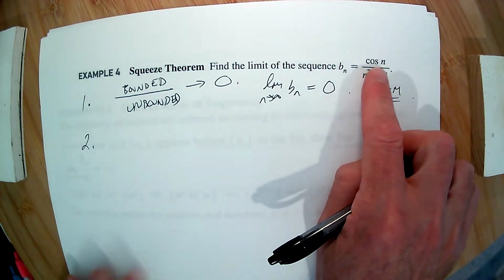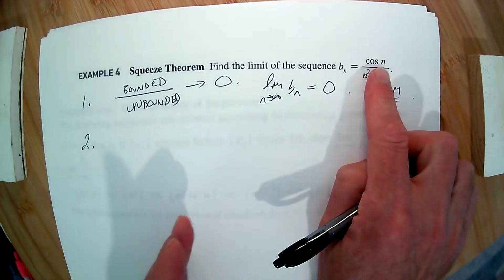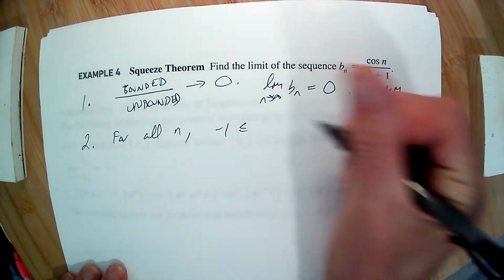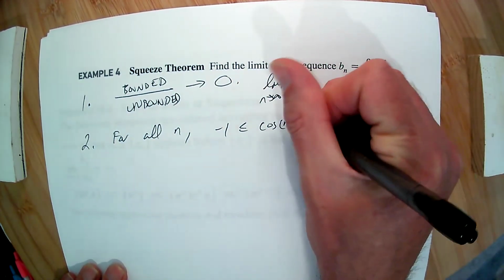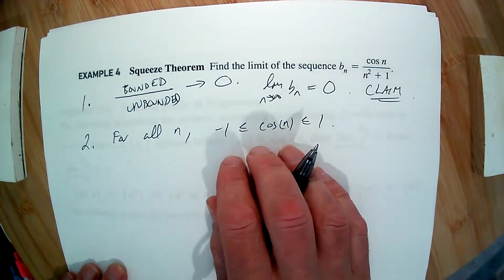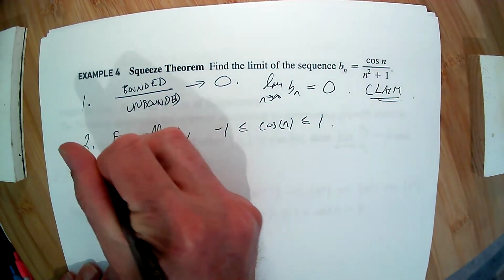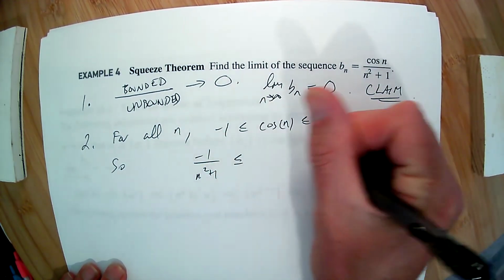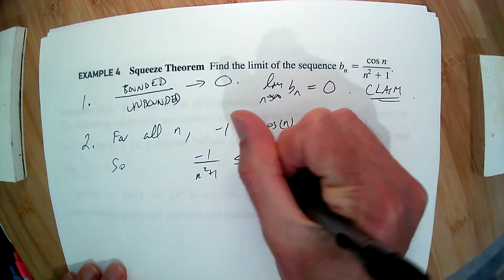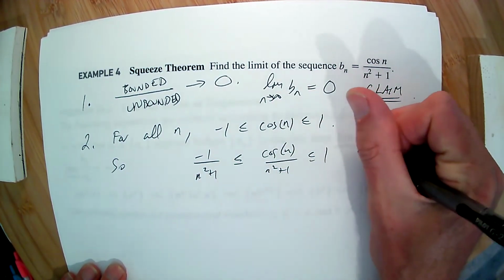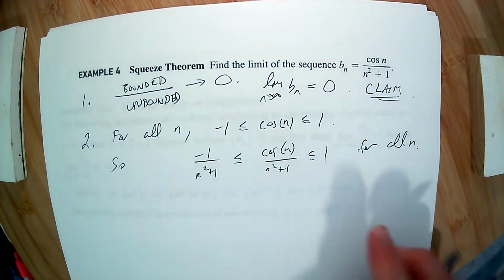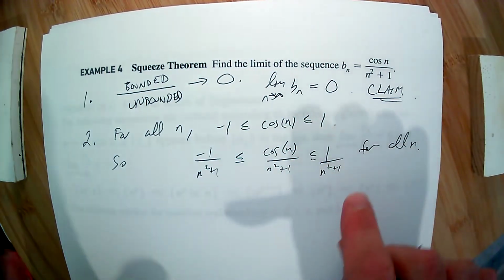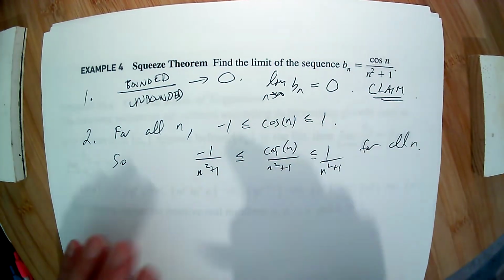And here's how we're going to do that. Look, cosine and sine are bounded between -1 and 1, okay? So how about this? -1 is less than or equal to cosine n, which is less than or equal to 1. We know that for sure, okay? So, how about -1 over n squared plus 1 is less than or equal to cosine n over n squared plus 1 is less than or equal to 1 over n squared plus 1 for all n, right? Oops, 1 over n squared plus 1, excuse me. You divide all three sides of the inequality by the same positive number. It doesn't change the directions or anything.